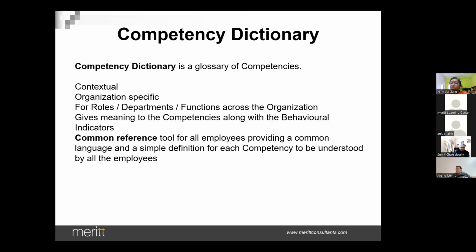Now we will see how to make it. You will make one. So that means what? It's a dictionary, like a reference, where you will have the competency, then you will have a definition, and you will have the behavioral indicators, so that you and I can understand the competency on the same page.